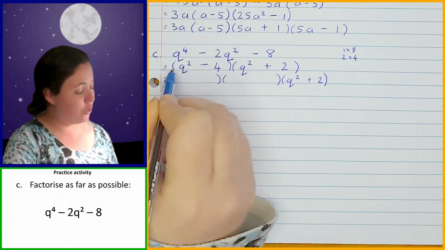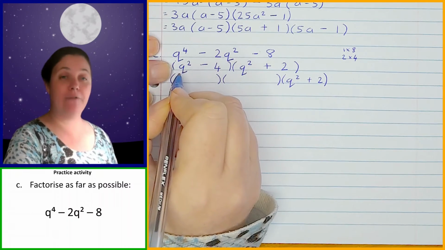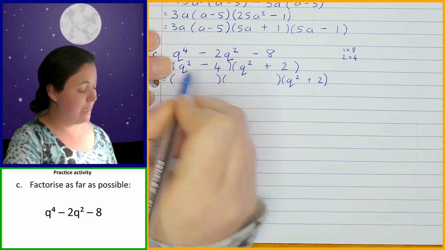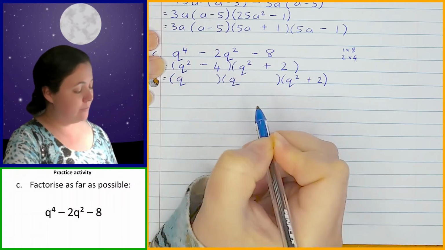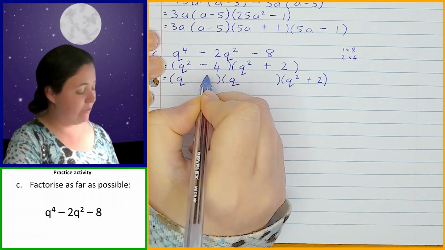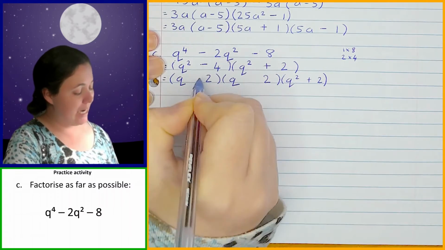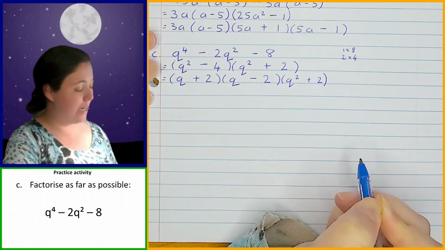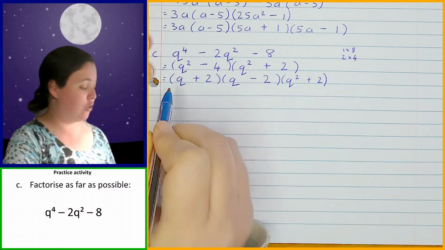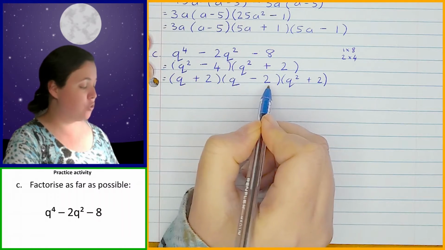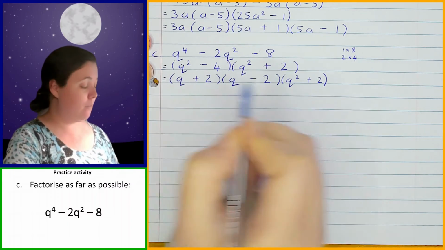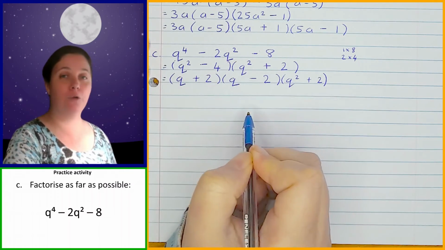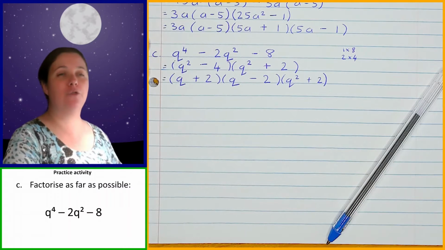Okay, so now the q squared minus 4. When I factorize it, difference of 2 squares, I'm going to square root the q squared, giving me q in each bracket. I square root the 4, giving me 2 in each bracket, and then I get a plus and a minus. So that's what you should have got for that question. Q plus 2, q minus 2, and q squared plus 2. Doesn't matter what order those brackets are in, so long as you have all 3 of them. Okay, so that's what you should have got for question C.